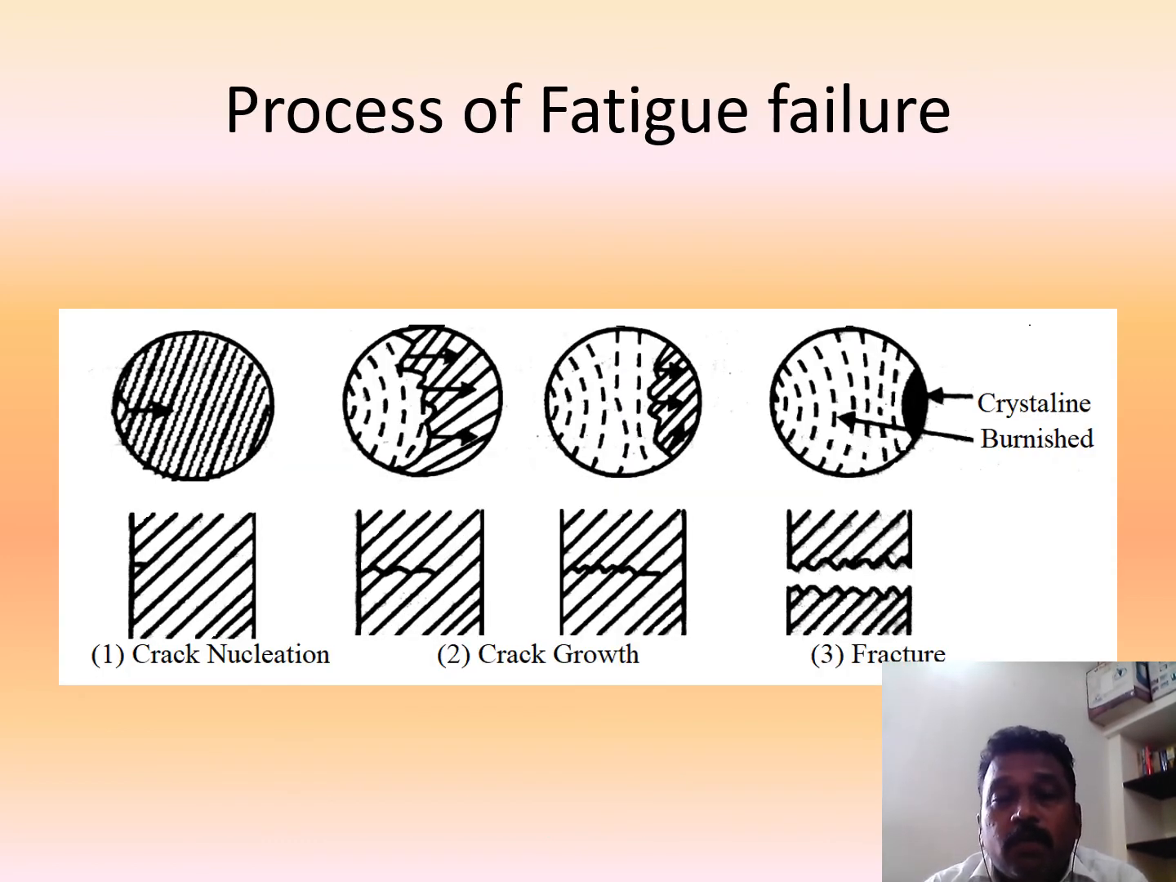So you can see the process of fatigue failure. The crack will be nucleated first. This is the cross section area. You can see the cross section area. The crack will be nucleated first here, you can see here in the side view, and then the crack grows due to application of load. You see here the crack grows. Finally, the crack extends across the entire cross section, and then it fails. So these are the three stages: crack initiation or nucleation, crack growth, and then fracture.